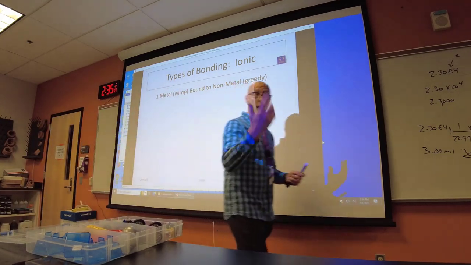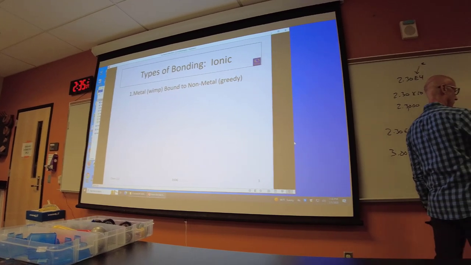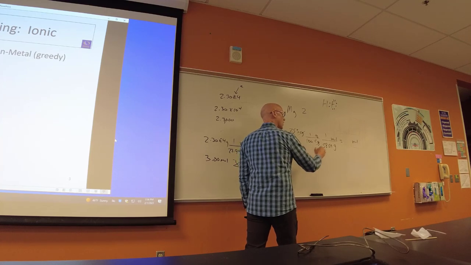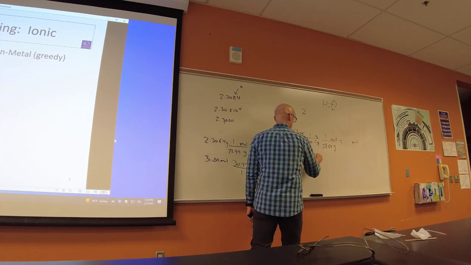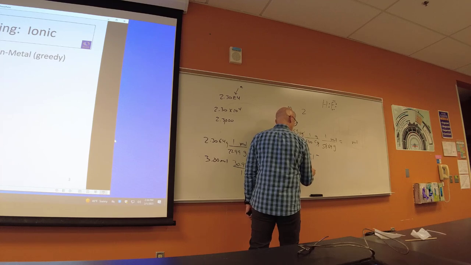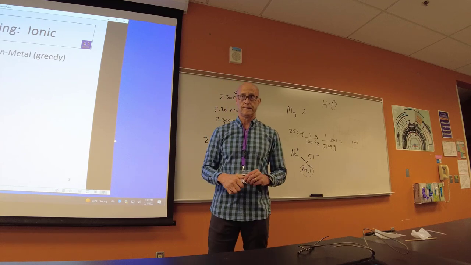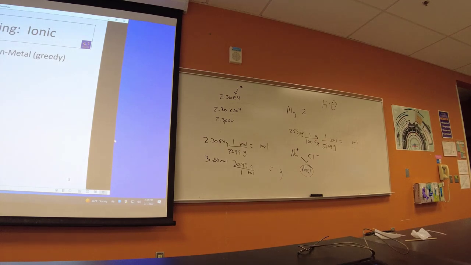Now, I've already equipped you with this. Sodium likes to charge which way? Positive how many? Perfect. Chlorine likes to charge which way? Negative one. Boom, they charge. Bound by charge. That's an ionic bond. How do I know it's occurring? Metal and a non-metal.